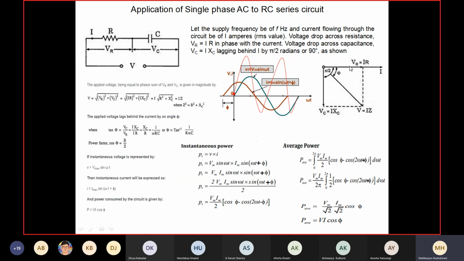So current plane and VR are in phase. VR is in the same plane as that of current. Hence I will be drawing VR. Then when the current I flows through capacitor, it builds Vc. When voltage across C is Vc, current through capacitor is I, what is the vectorial relationship that exists among the voltage across the capacitor and current through capacitor?